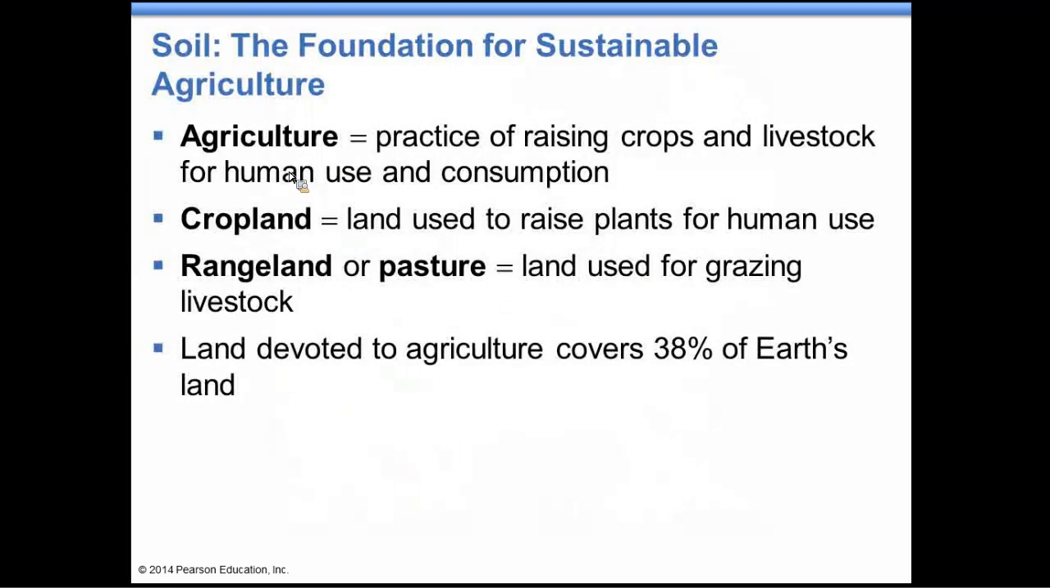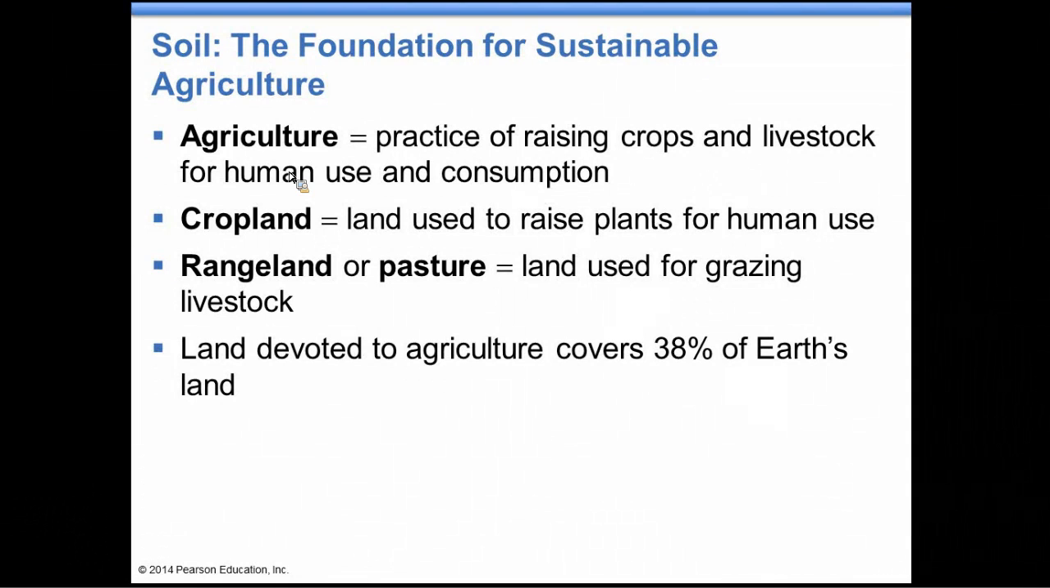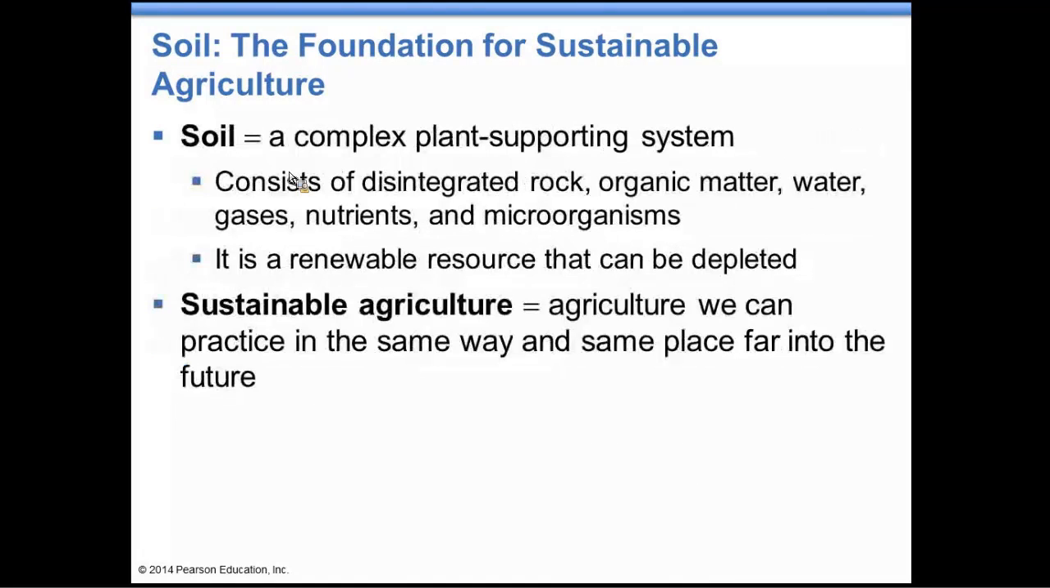So, soil is the foundation for agriculture, and especially so for sustainable agriculture. To begin with, agriculture is just the practice of raising crops and livestock for human use and consumption. We obtain most of our food and fiber from cropland, or land used to raise plants for human use. Rangeland or pasture is the land used for grazing livestock. Soil then is a complex system of disintegrated rock, organic matter, water, gases, nutrients, and microorganisms. For the above reasons, healthy soil is a key component of sustainable agriculture, agriculture that we can practice in the same way in the same place far into the future.